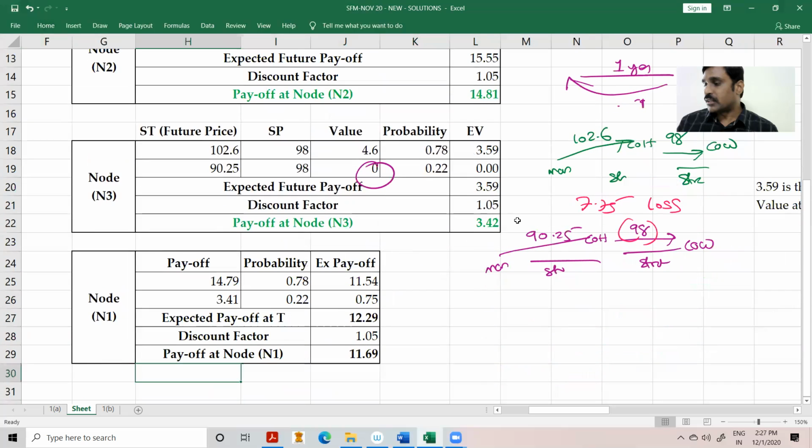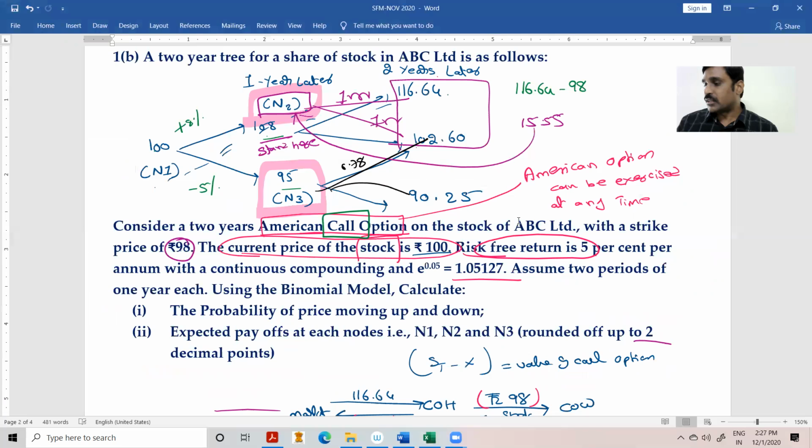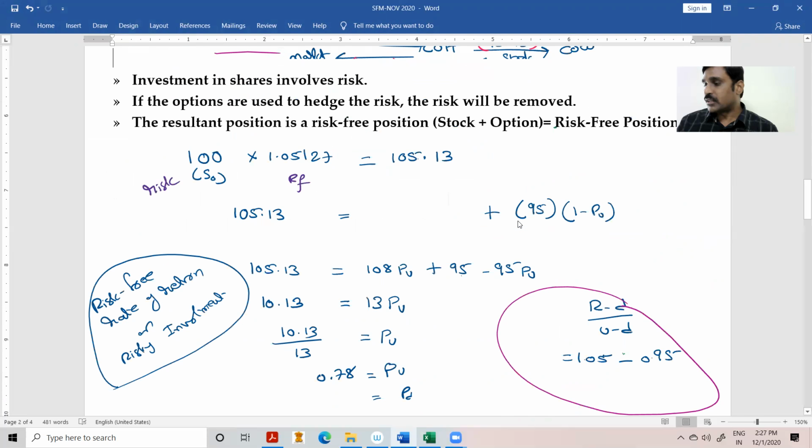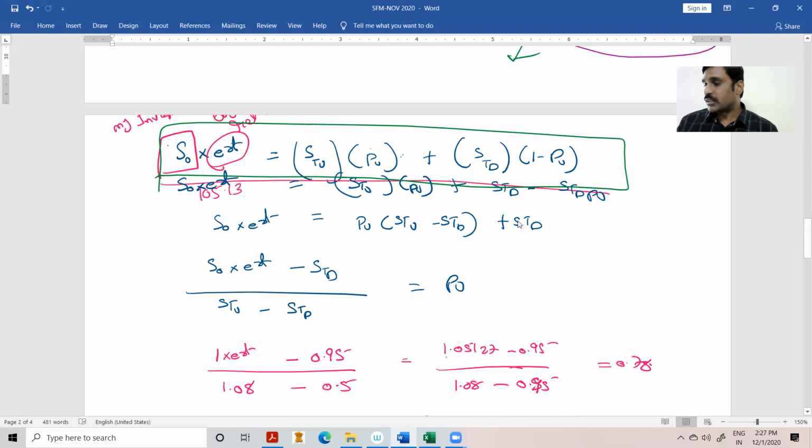Next, the discounting factor. Payoff at node 1. Look at this point. What is the N1? This is 15.55. I'll write one more point here. You'll get more clarity here.